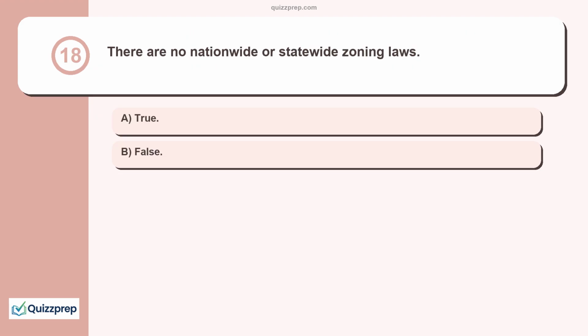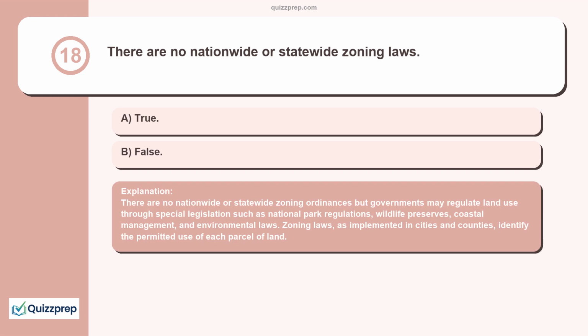Question 18. There are no nationwide or statewide zoning laws. True, false. There are no nationwide or statewide zoning ordinances, but governments may regulate land use through special legislation such as national park regulations, wildlife preserves, coastal management, and environmental laws. Zoning laws, as implemented in cities and counties, identify the permitted use of each parcel of land.